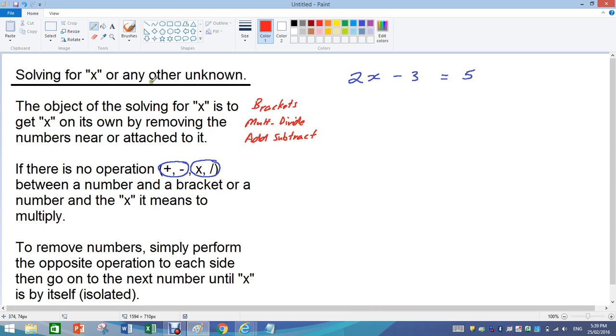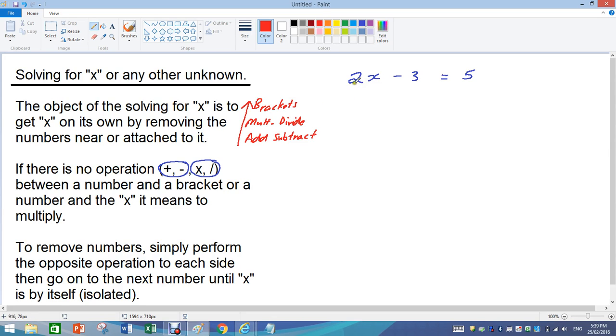But because we're going the reverse direction, we're going backwards now to get x by itself, we need to go in the reverse order. So we need to get rid of anything that's been added or subtracted, and then we can get rid of any numbers that have been multiplied or divided. And then you can open up brackets and work on the brackets as well.